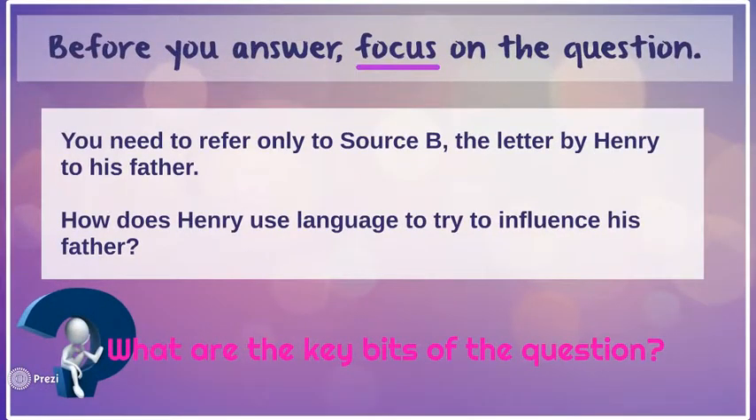Okay, so as always, before you answer the question, you need to focus on exactly what it's asking you. In this case, the question is: you need to refer only to source B, the letter by Henry to his father. How does Henry use language to try to influence his father? You're probably familiar with this process by now, but do pause the video and consider which bits of this question are actually key. What are the bits that you need to really focus on?